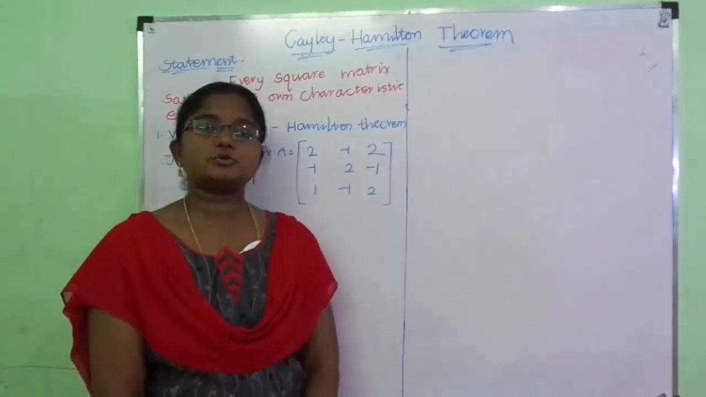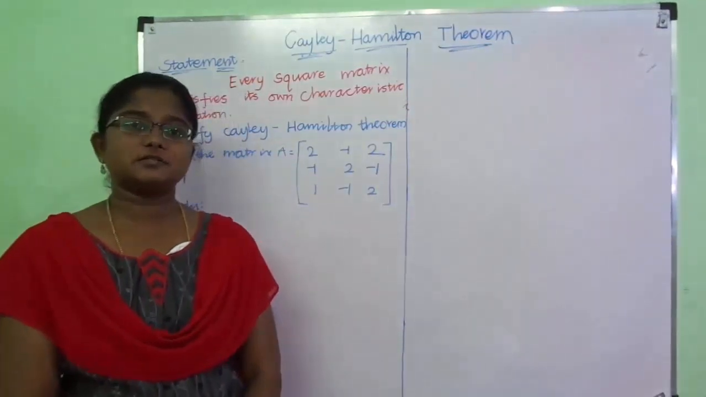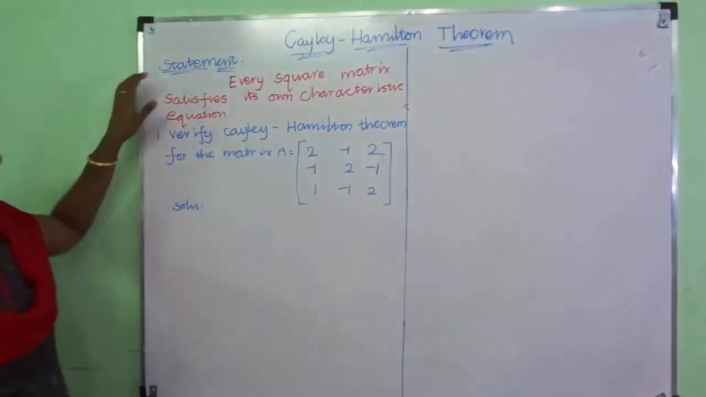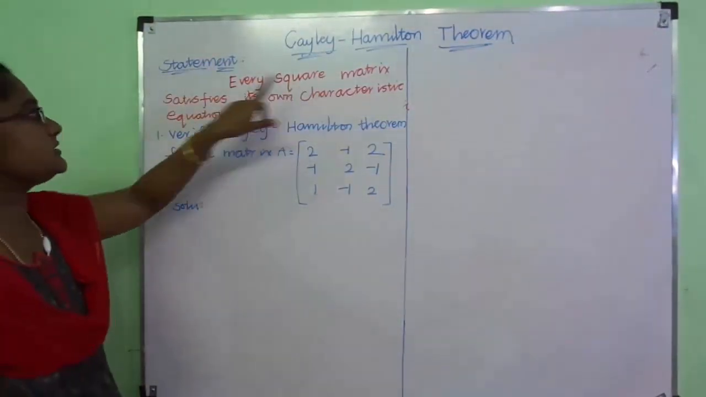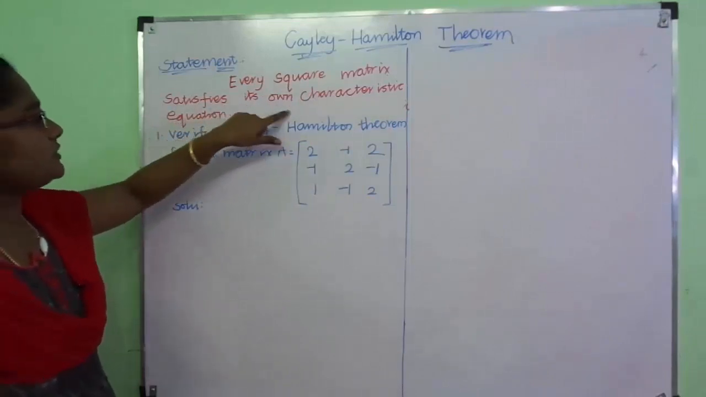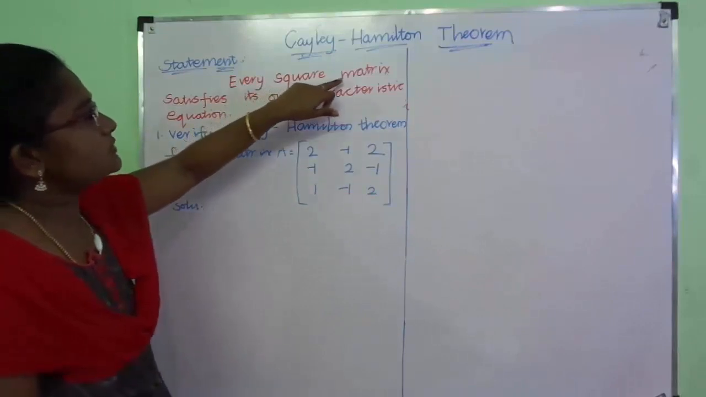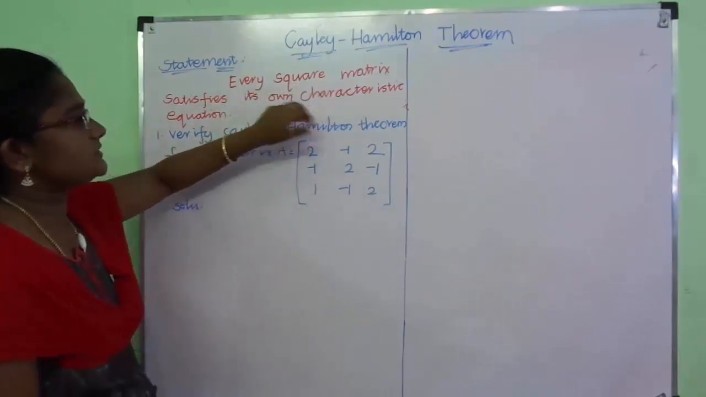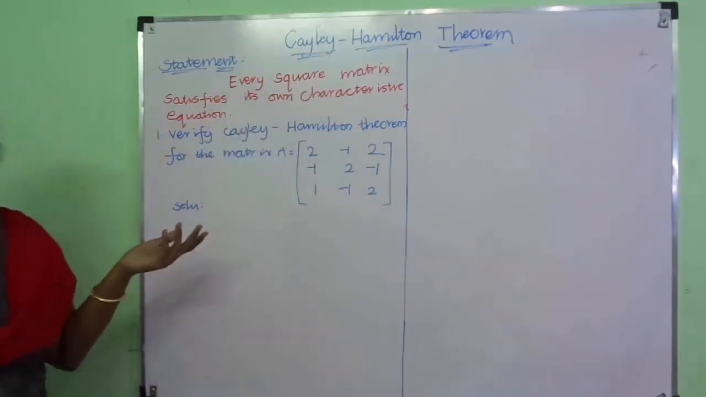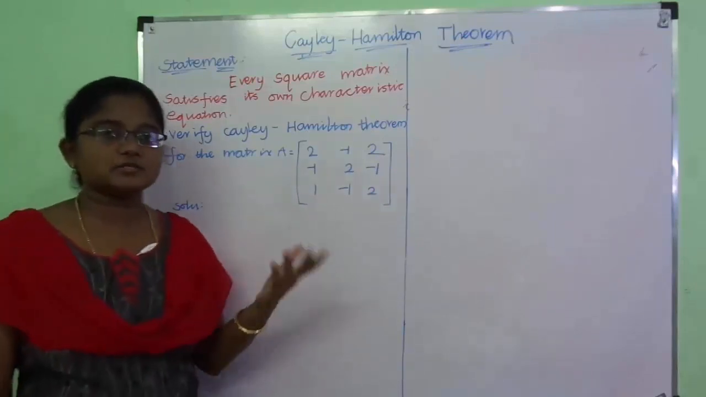Hi everyone, today let's see about Cayley Hamilton Theorem. What is the statement of the theorem? Every square matrix satisfies its own characteristic equation. It means if we substitute the values of the square matrix in the characteristic equation, the right hand side values and the left hand side values will be the same.